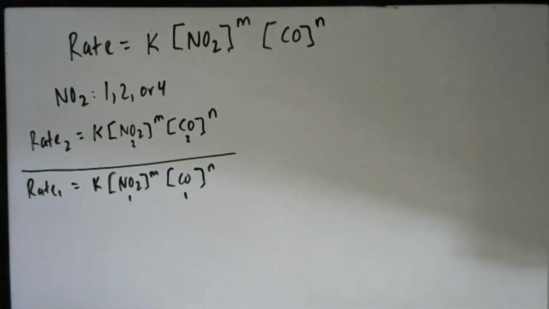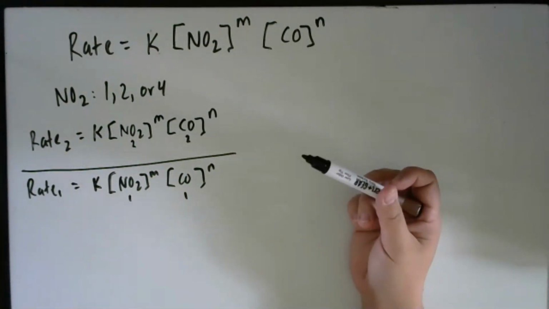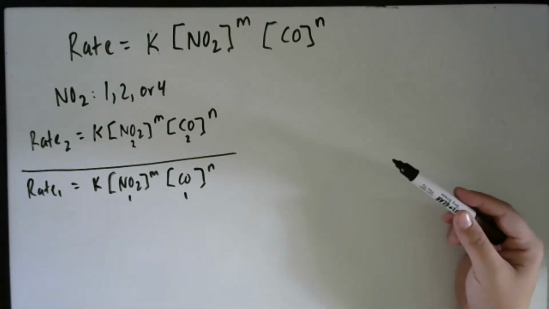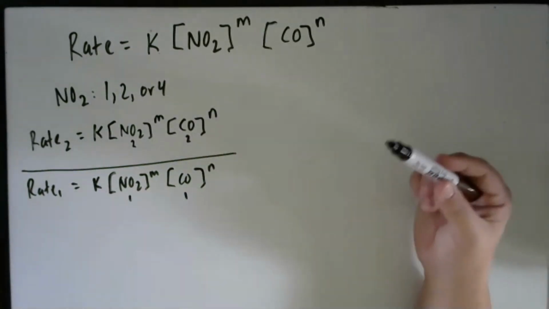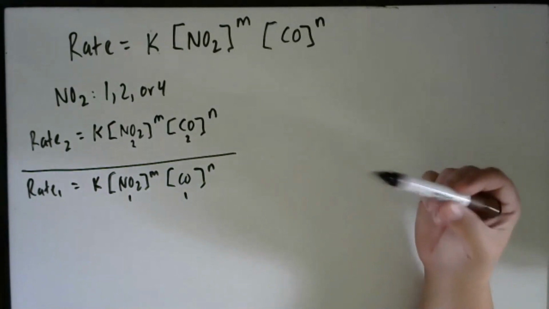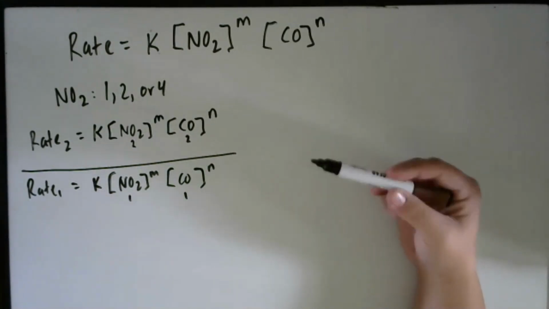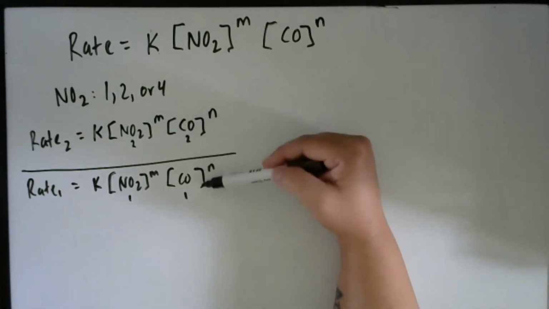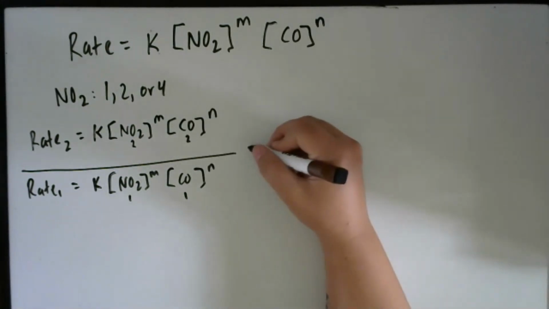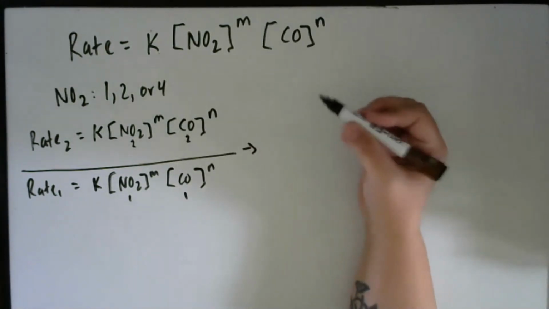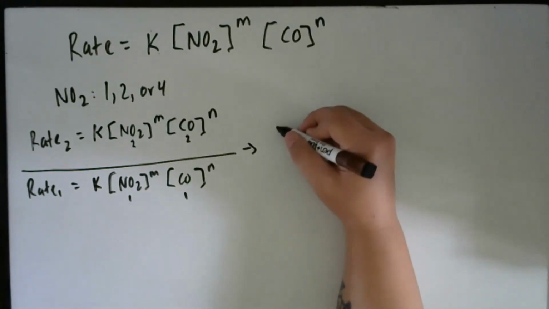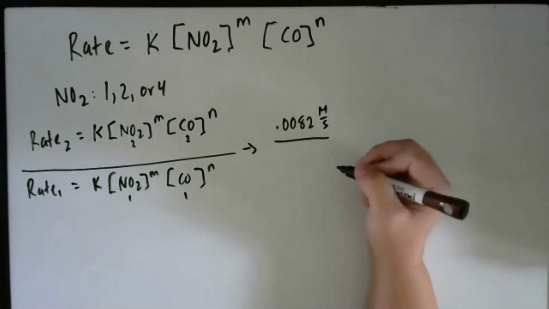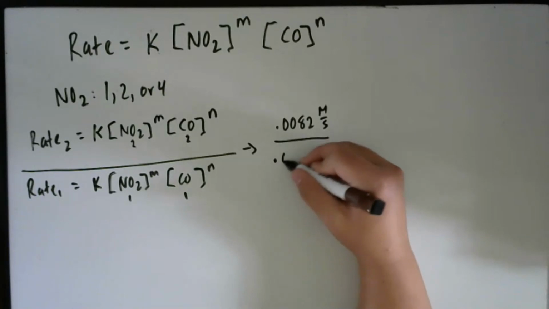I've put rate 2 over rate 1. If you solve it as rate 1 over rate 2, you're still going to get the same answer. If you chose trials 1 and 4, you're still going to get the same value for m. If you choose trials 2 and 4, you're still going to get the same value for m. What's important is, in this case, that our NO2 values change between the two trials and our CO values are the same. Because watch what's going to happen here. Rate 2 is 0.0082, and rate 1 is 0.0021.